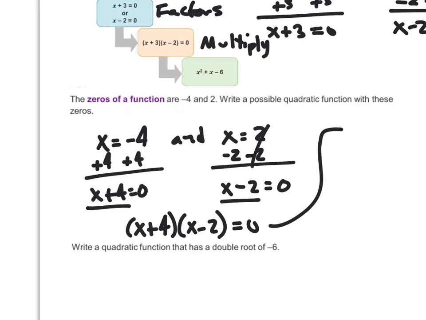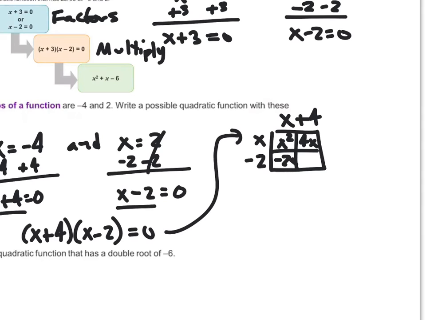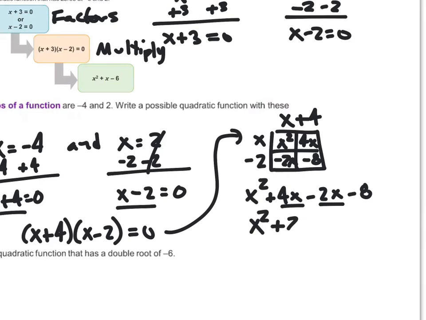Now to do that, you could either FOIL it out or you could do the box method. I'm just going to do the box method because box method is my friend. So I've got x plus 4, and then I've got x minus 2. This is going to give me x squared. This is going to give me 4x. This is going to give me negative 2x. And then this is going to give me negative 8. So I'm going to add all these together. I've got x squared plus 4x minus 2x and then minus 8. Combine my like terms in the middle. 4 minus 2 gives me 2, so plus 2x, and then minus 8. And that, my friends, is my quadratic.